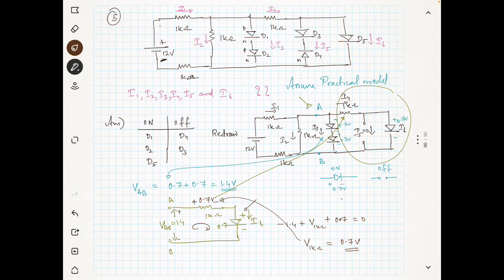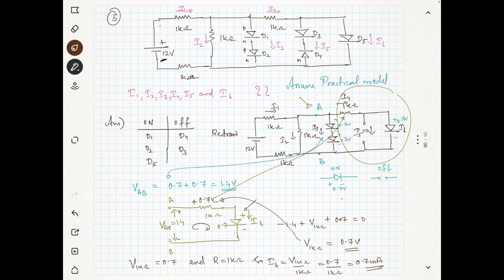Now we know that the voltage across the 1 kilo ohm resistance that we have shown here is 0.7, and the resistance is 1 kilo ohm. So the current I6 is the voltage across the 1 kilo ohm resistance divided by 1 kilo ohm. That means it is 0.7 divided by 1 kilo ohm, which is 0.7 milliampere. So this is the current. I hope this is clear to you.